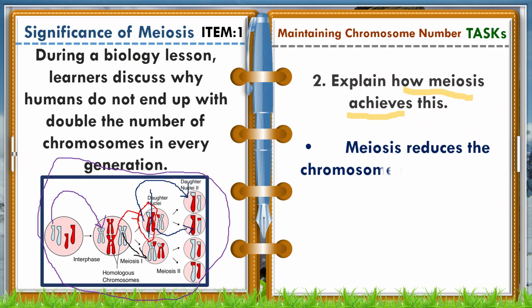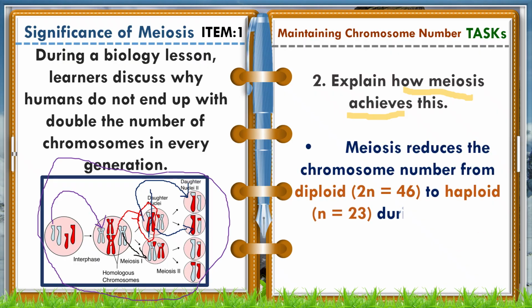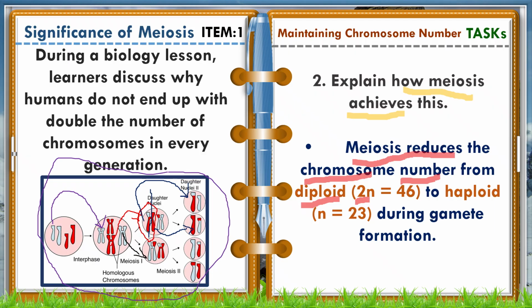So let us look at that one. Here we say that meiosis reduces the chromosome number from a diploid, which we call 2N, and that is 46 chromosomes, to a haploid, which is N, 23 chromosomes, during gamete formation.